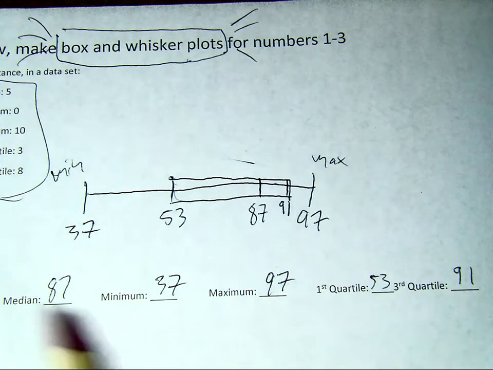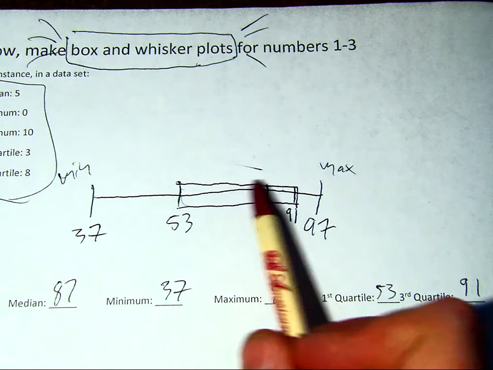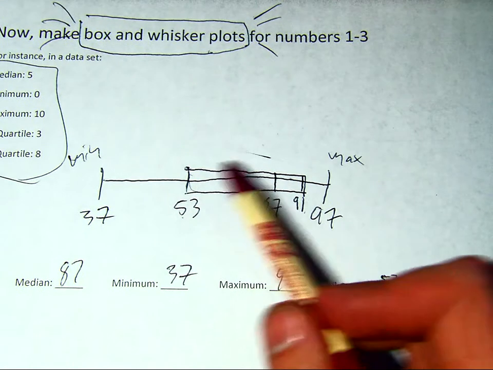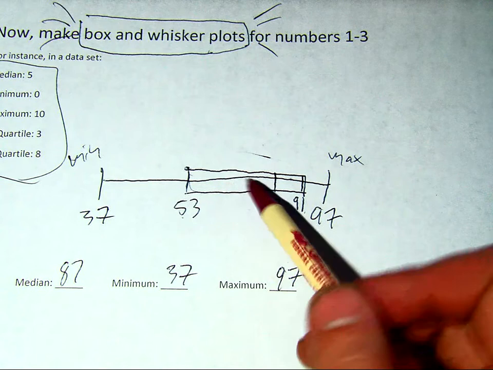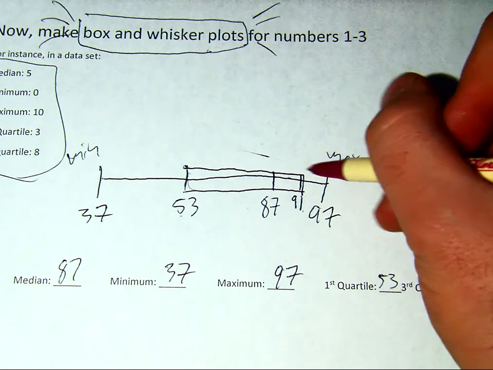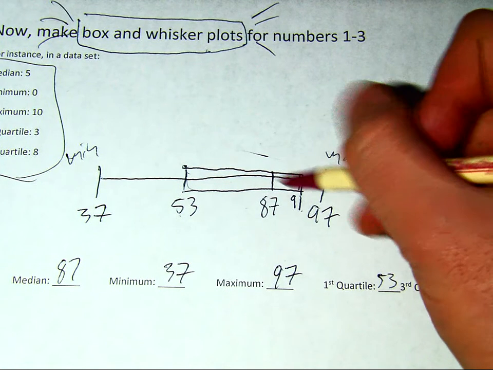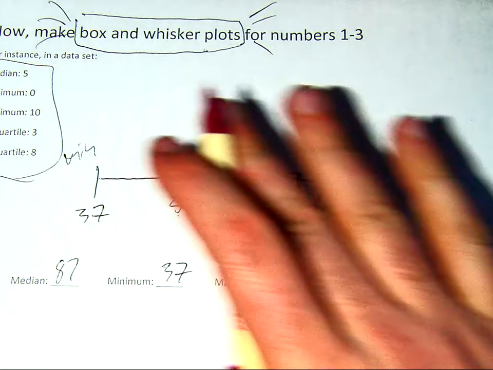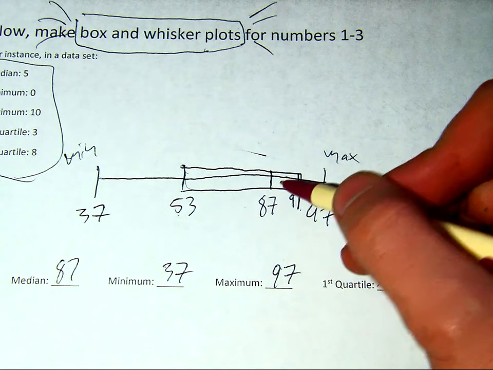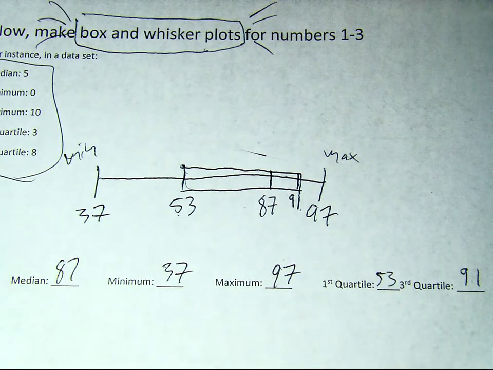If I'm looking at these like test scores, it means most of my kids, half my kids, exist between the 53 and 91 range. They're somewhere in here. In addition, my median, which is my middle number, is actually pretty high. It's closer to the end. It's closer to my 91 and my 97, which means that, as a general rule, my scores were pretty high. They were higher than I would normally expect.